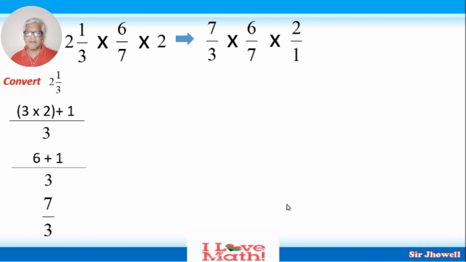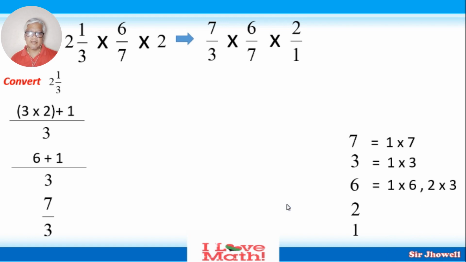If you look at the problem now, what are the given numbers? We have 7, 3, 6, 7, 2, 1. So i-consider na lang natin yung 7 as 1, 7. So the given numbers are 7, 3, 6, 2, and 1. Okay? Now, dahil na-identify na natin yung given numbers, ibigay ulit natin yung kanilang factors. Factors of 7, 1, and 7. Factors of 3, 1, and 3. Factors of 6, 1, 6, 2, and 3. Factors of 2, 1, and 2. And factors of 1, 1.